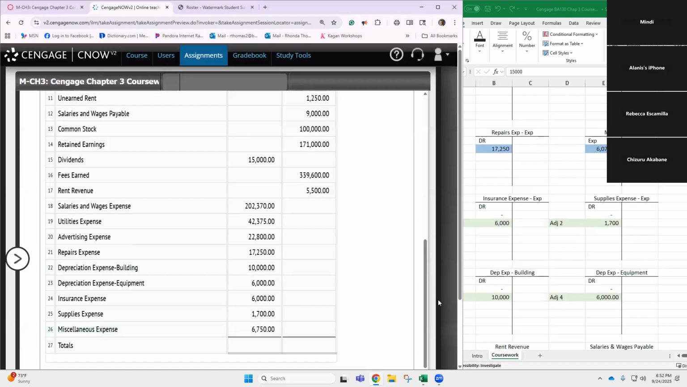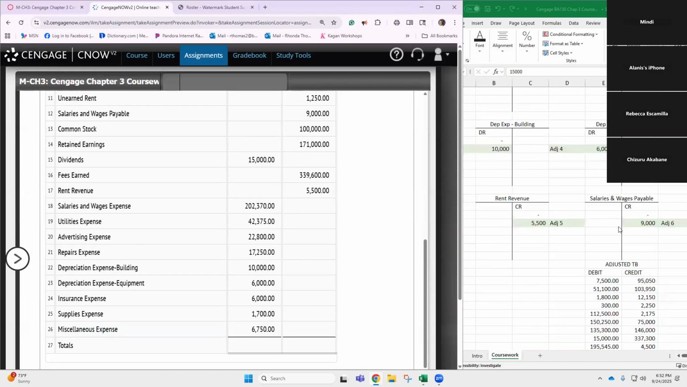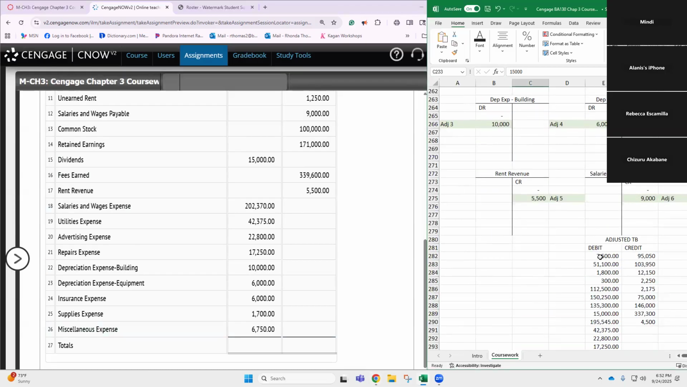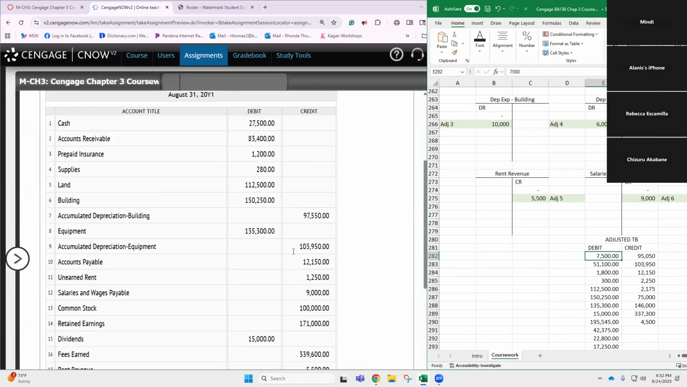Okay, so I'm gonna save you some time. Let me see if I can add these up real quick. Just a minute. I will put these in because I put these in another time. So we got 27,500, 83,400, 1,200, 280, 112,500, 150,250. I'm just double checking.